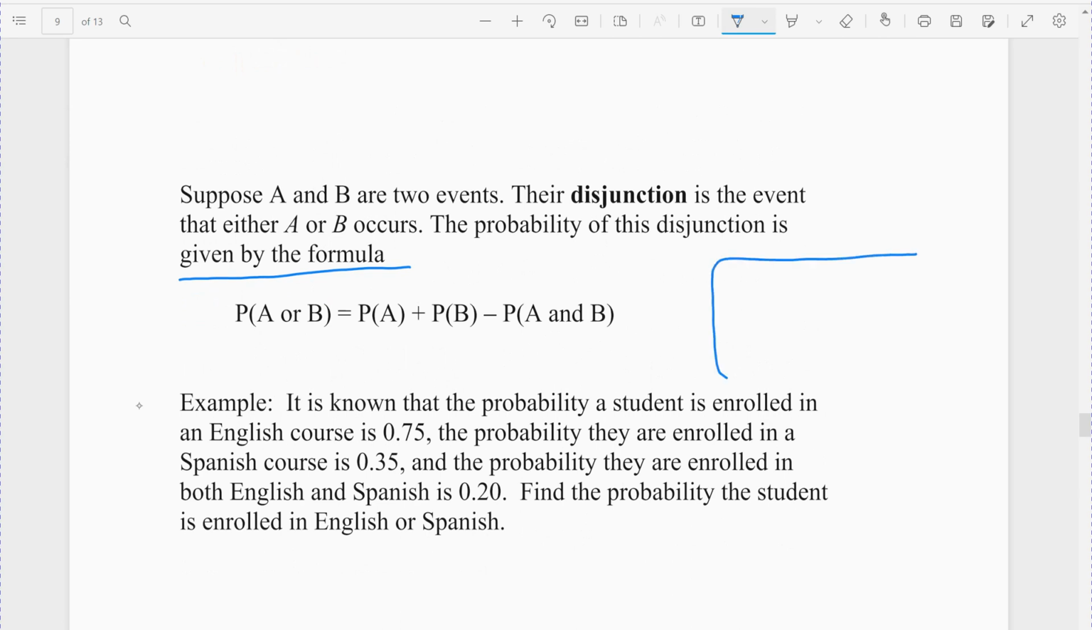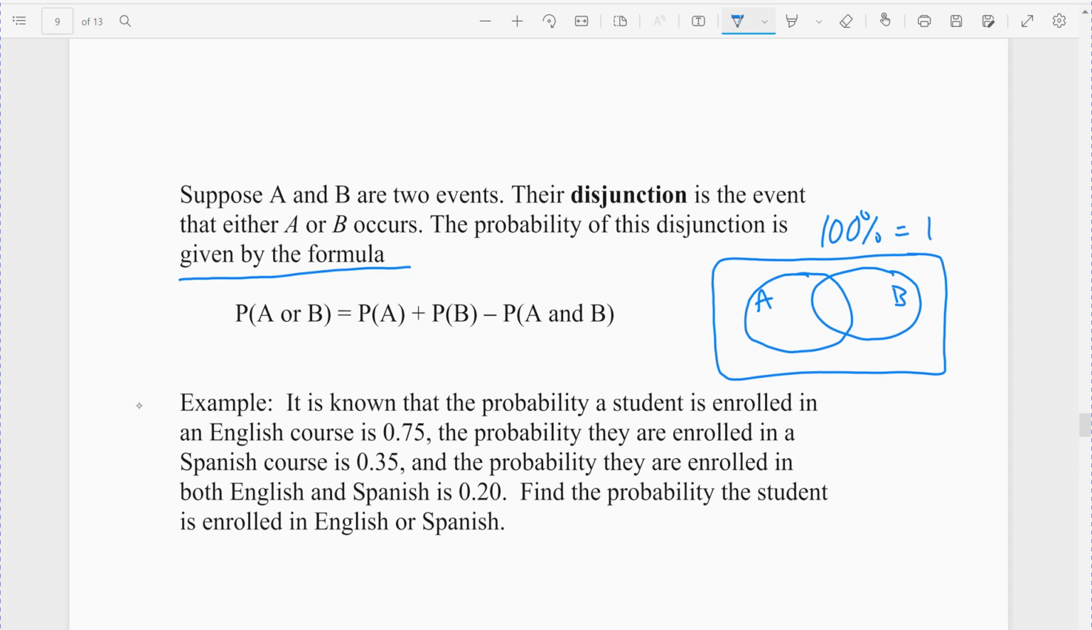So I'm going to draw a Venn diagram over here. The Venn diagram would represent 100% of the probabilities, or again, it's equal to 1. We'd have A that is inside, B that is inside. Circle A would represent all of the ways A can happen. Circle B would represent all of the ways B happens. And there's this overlap, and that's what the AND statement is, right? That's the probability of A and B. And so when I add up the probability of A and the probability of B, I counted the overlap twice. And so I have to make sure I subtract one of them.